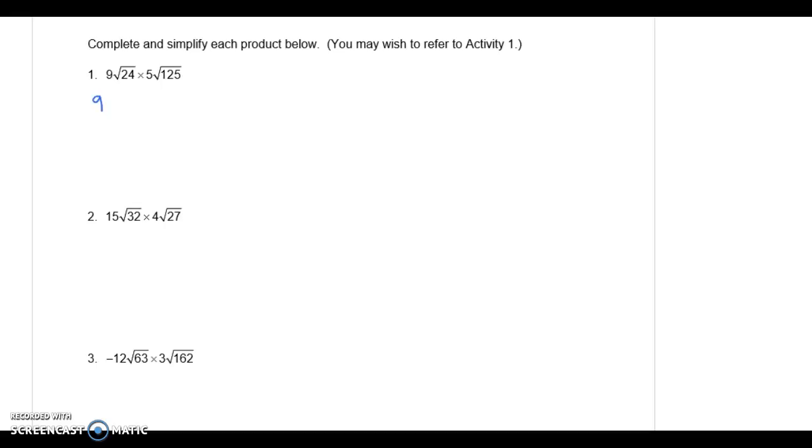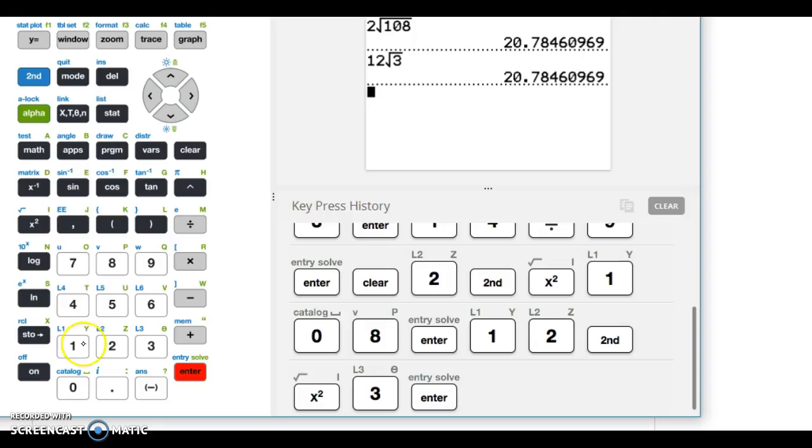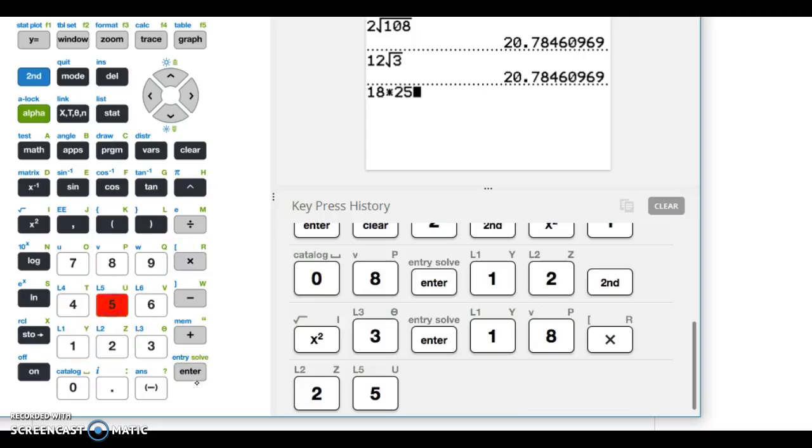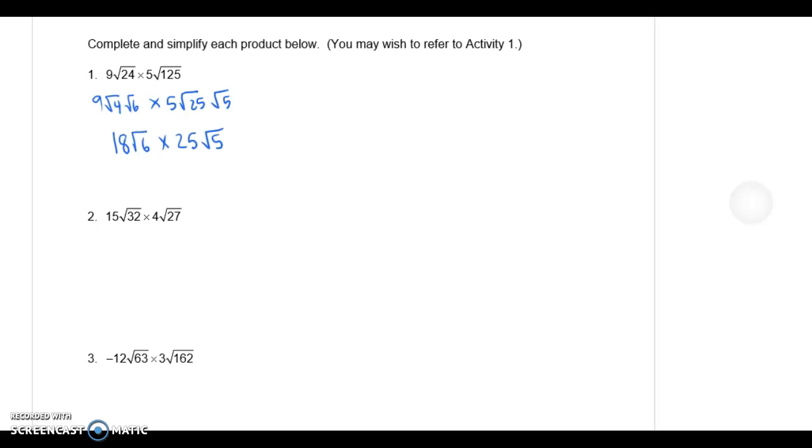So when I have 24, I'm going to write that as the square root of 4 and the square root of 6. And if I have 125, I'm going to write that as 25 and 5. Well, square root of 4 is just 2. So the 9 times 2 becomes 18 square root of 6. And square root of 25 is 5, multiplied by the 5 that's already there, and we get 25 root 5. At this point, we're going to multiply those numbers. We're going to take 18 times 25, and terrible, I'm going to have to use my calculator for this one, but it is what it is. So 18 times 25 ends up giving me 450.